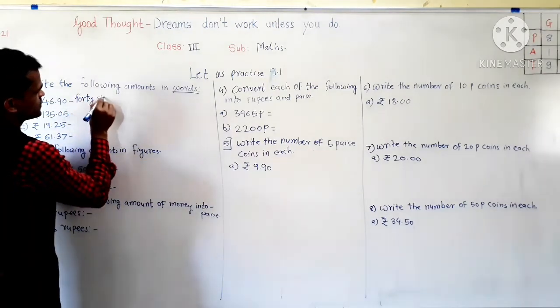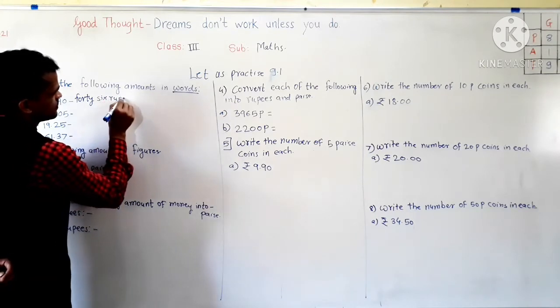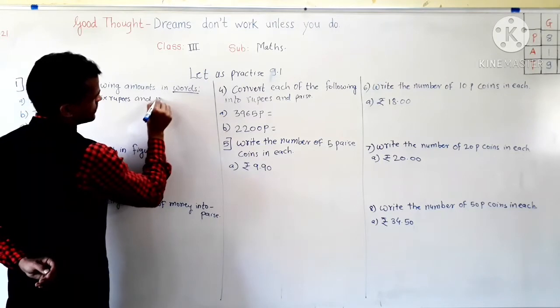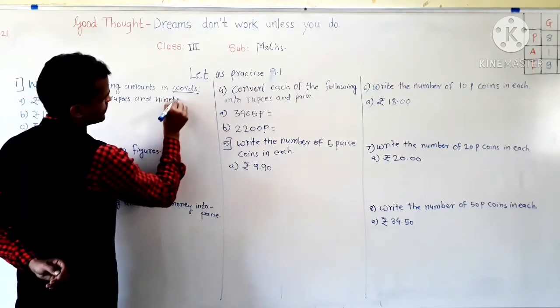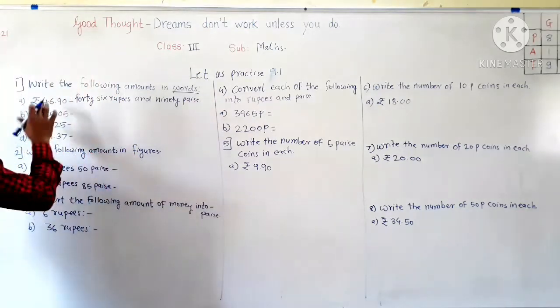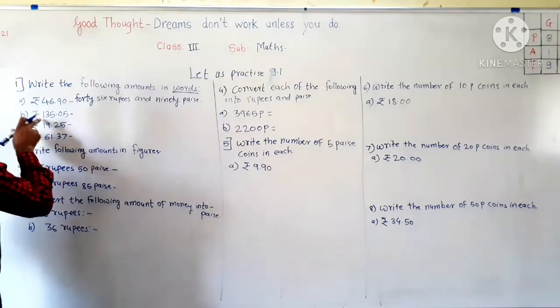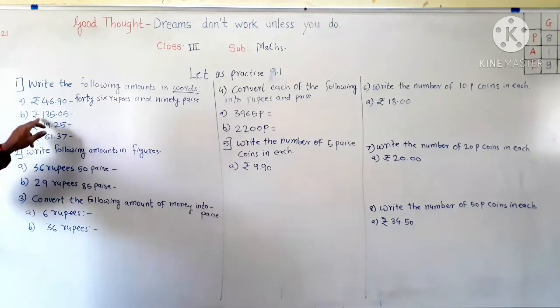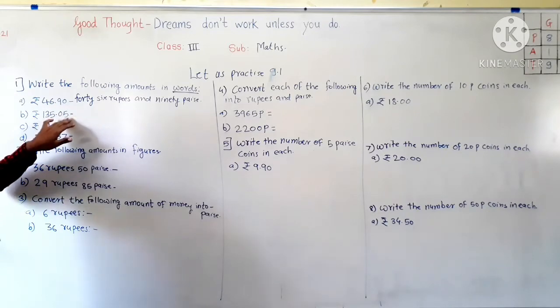46 rupees and 90 paise. The next amount, that is rupees 135.05, means 135 rupees and 05 means 5 paise.